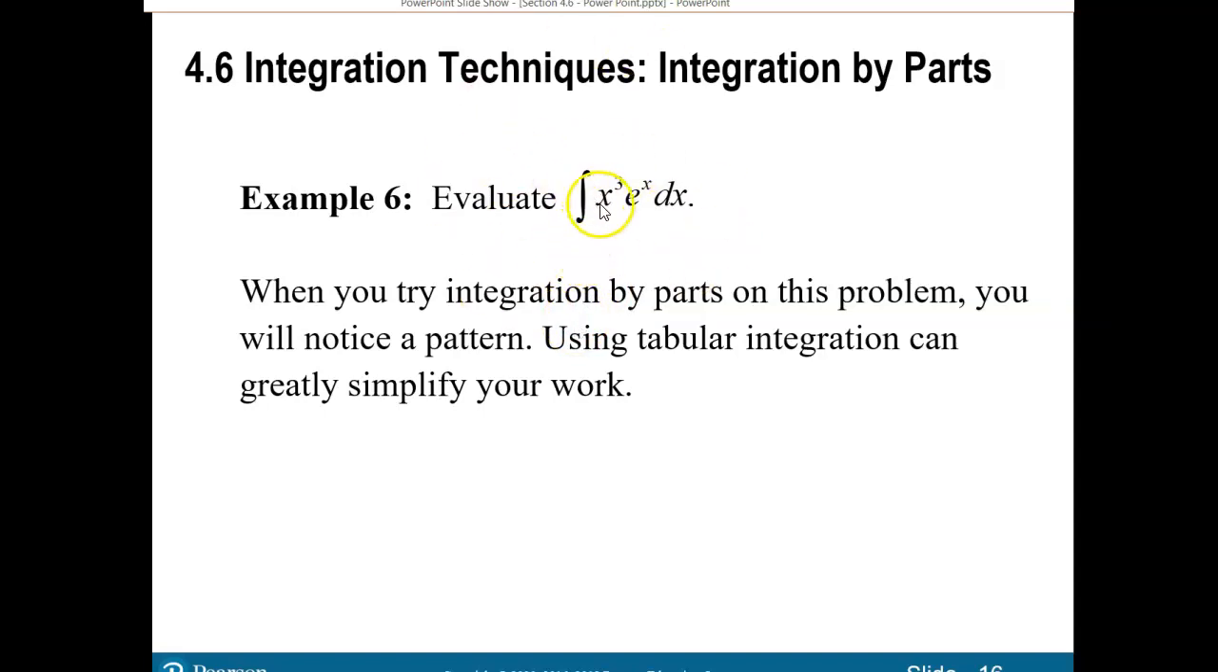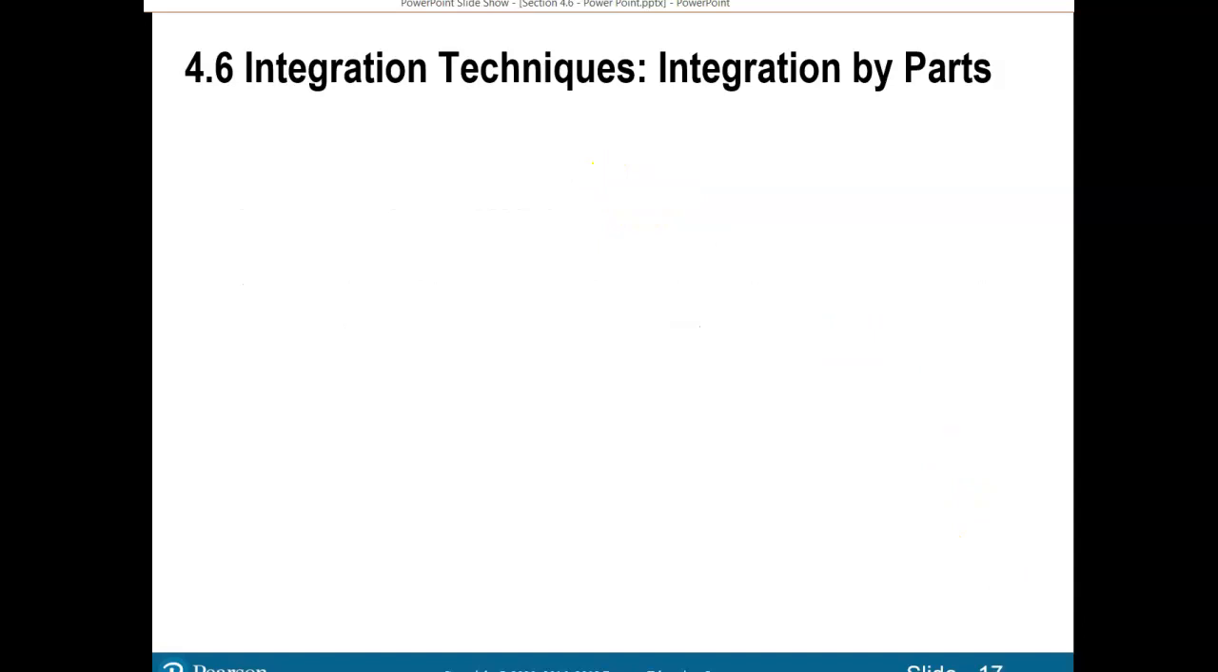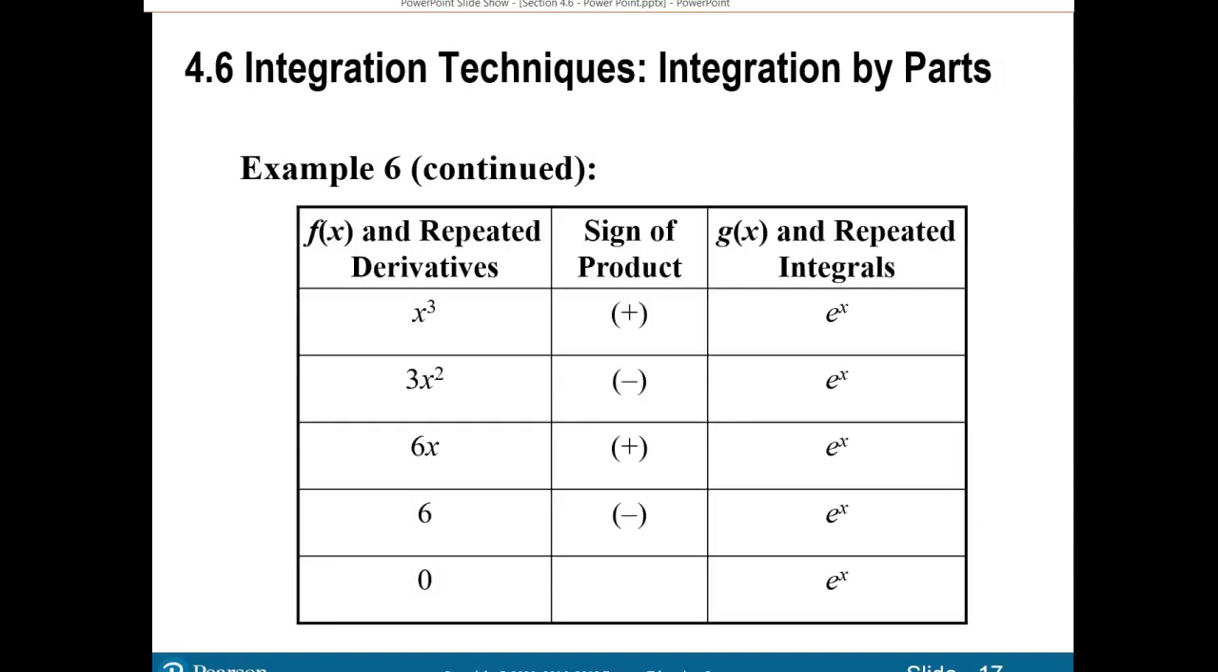Okay, so when you have a situation like this where you have x to a positive power times an exponential, there's a shortcut for when you have this power higher than 1. It's called the tabular method, okay? And it can shortcut your work and not have to go through parts multiple times. That only works on this type of problem, x to a positive power times e to the x. All right, so this is how it works.